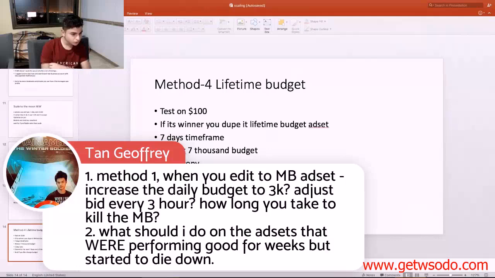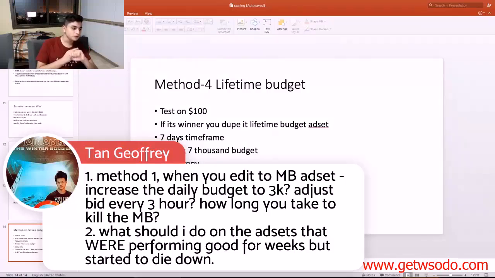What should I do on the ads that were performing good for weeks but started to die down? So for the ads that are dying, it's either the product getting saturated, or maybe you can try new interest and lookalikes. That's like the only two options you can do. When you edit to manual bidding, just bid everything.